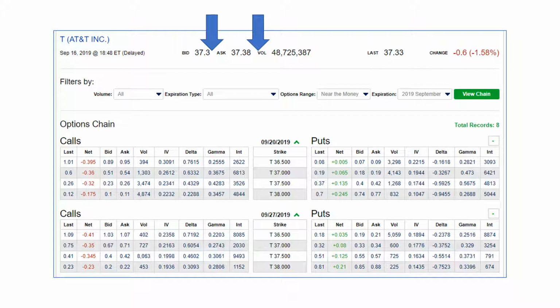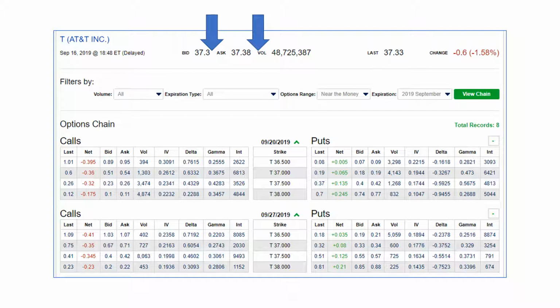But if you see a $25 price for a bid and a $27 price for the ask, then you're already entering this trade losing money. So the wider the spread, the more money you lose, and the further your stock has to move for you to either get even or make a profit.